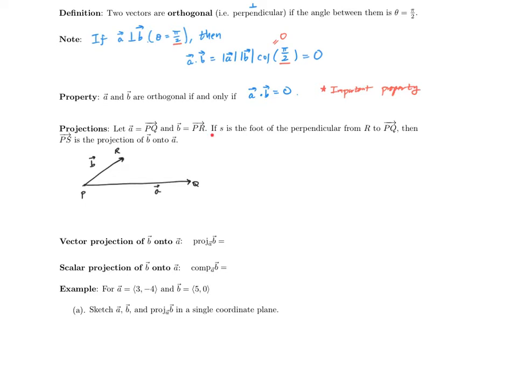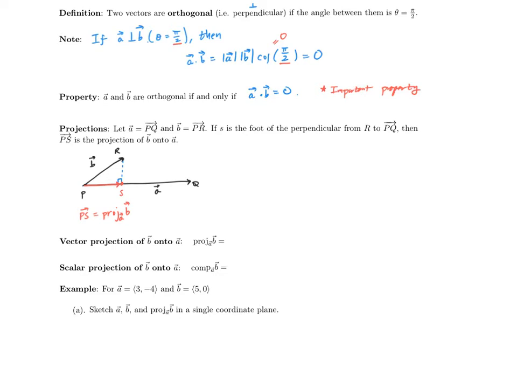Now, in words here, if S is the foot of the perpendicular from the point R to the vector PQ, what that means is that if we start at R and we bring down this perpendicular, where that hits PQ, we can think of as the point S. Then the vector going from P to S is the projection of B onto A. We would denote that as proj, B onto A. So we think B is the big one, and it projects onto the vector A.